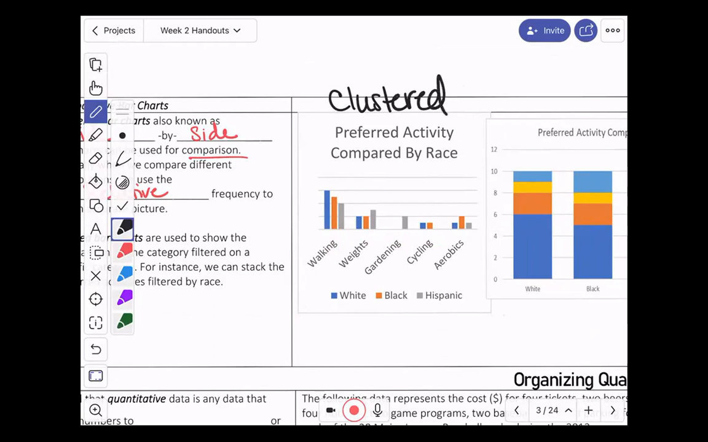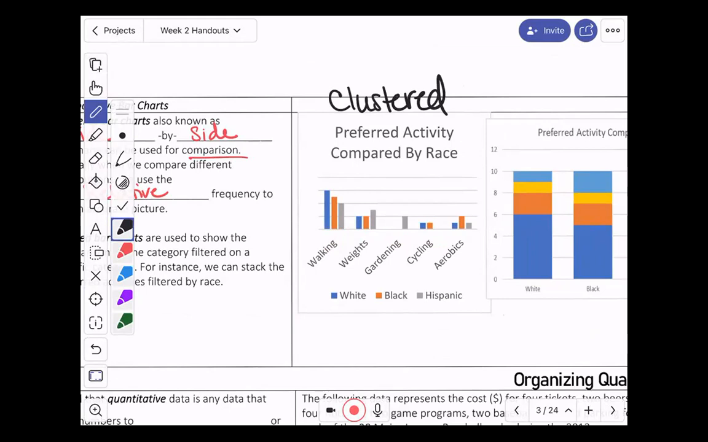And notice that the purpose of a clustered bar chart, we can tell by looking at it: what's the most popular category? What's the most popular or most preferred activity? Walking, right? Now, who walks more? White, Black, or Hispanic? Whites.